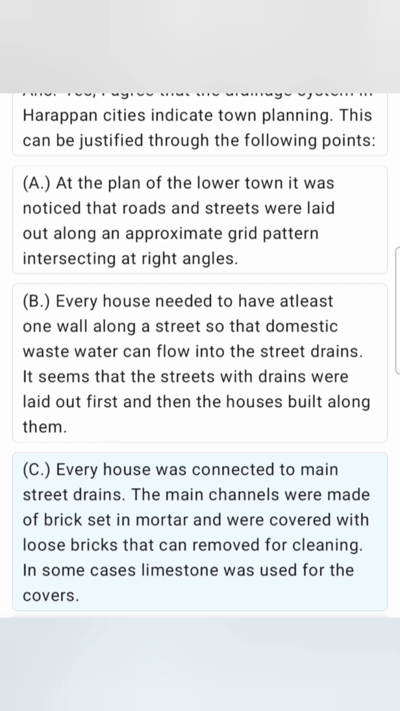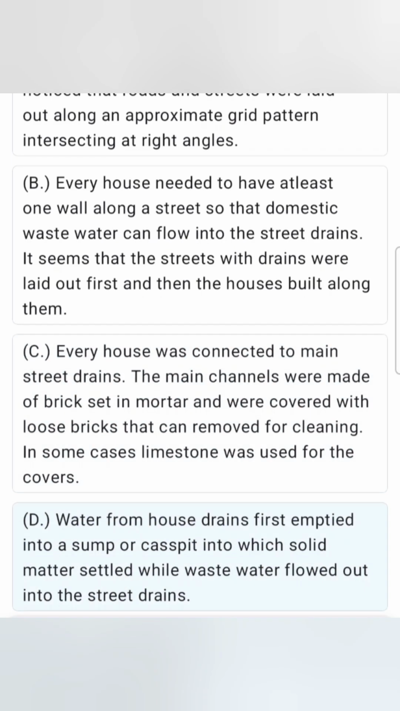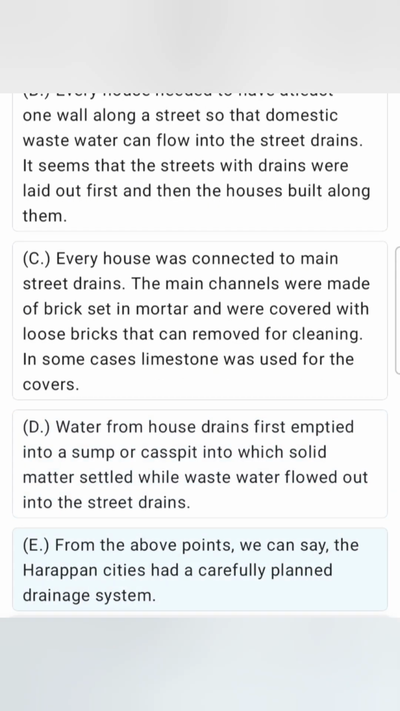The main channels were made of brick set in mortar and were covered with loose bricks that could be removed for cleaning. In some cases, limestone was used for the covers. D. Water from house drains first emptied into a sump or cesspit, into which solid matter settled while wastewater flowed out into the street drains. E. From the above points, we can say the Harappan cities had a carefully planned drainage system.